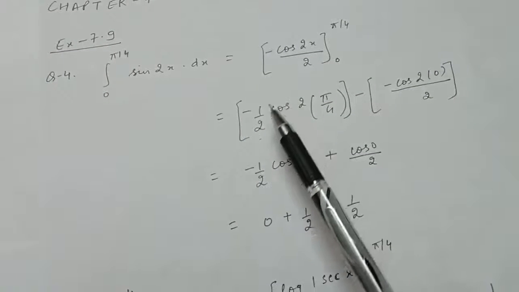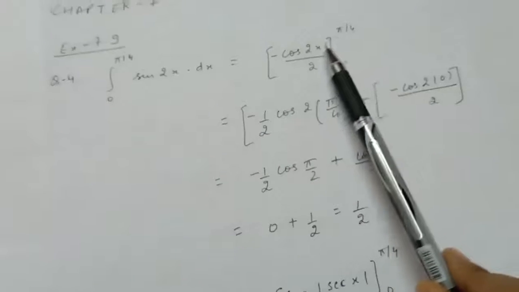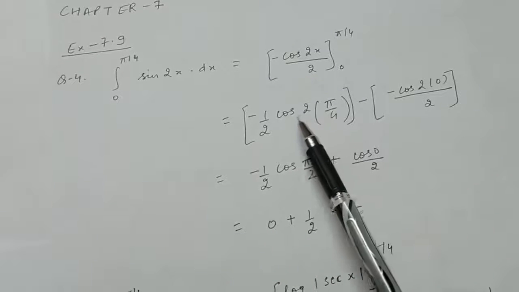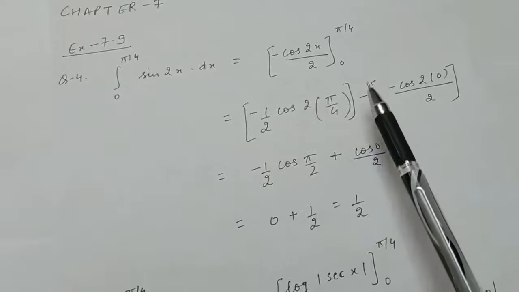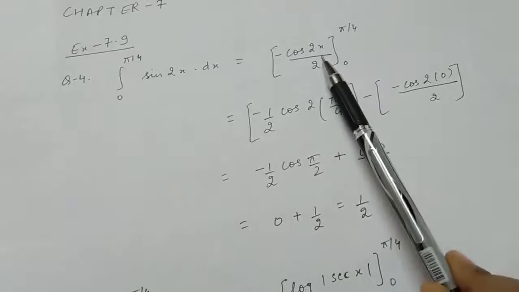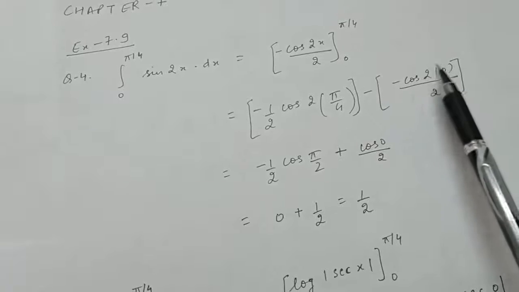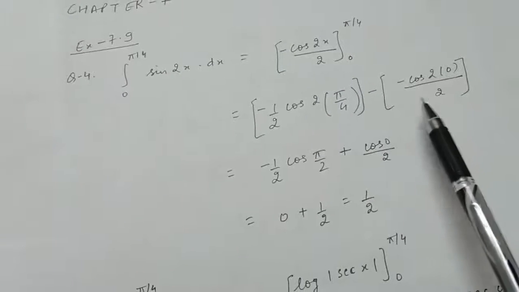So minus 1 by 2 as it is. Firstly we will put the upper limit. In place of x put pi by 4. So you will get cos 2 into pi by 4 minus, now lower limit in this function, so minus cos 2 into 0. In place of this x we will put 0, upon 2.